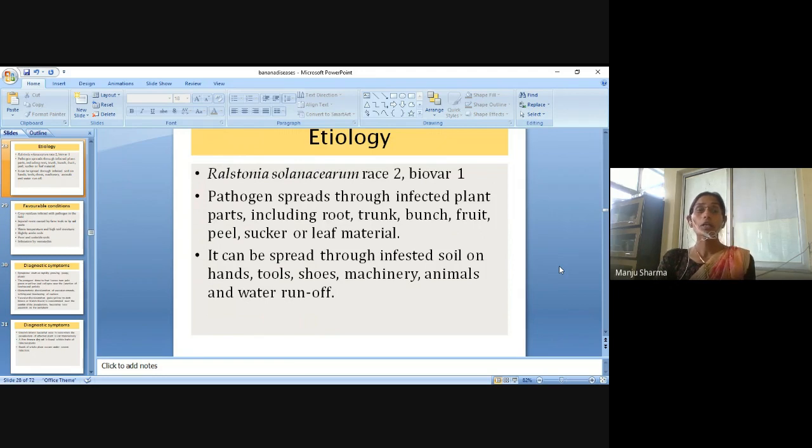Their etiology: Ralstonia solanacearum, race 2, biovar 1. The pathogen is spread through infected plant parts, including root and trunk. It can be spread through infested soil on hands, tools, shoes, machinery, animals, and water runoff.